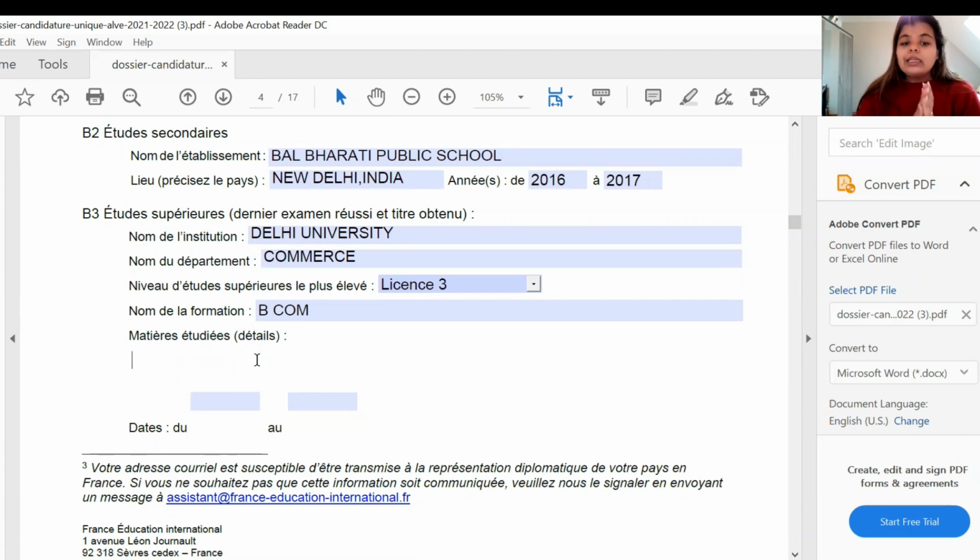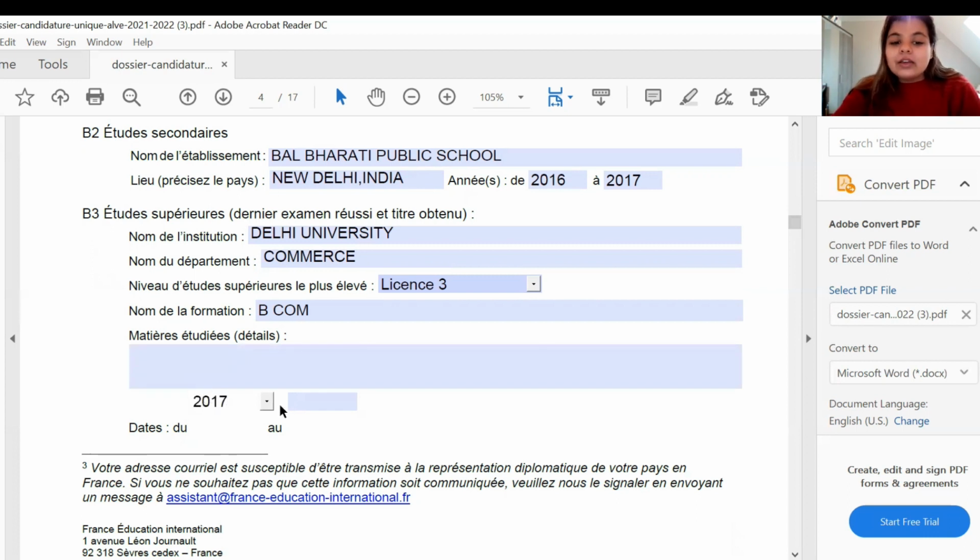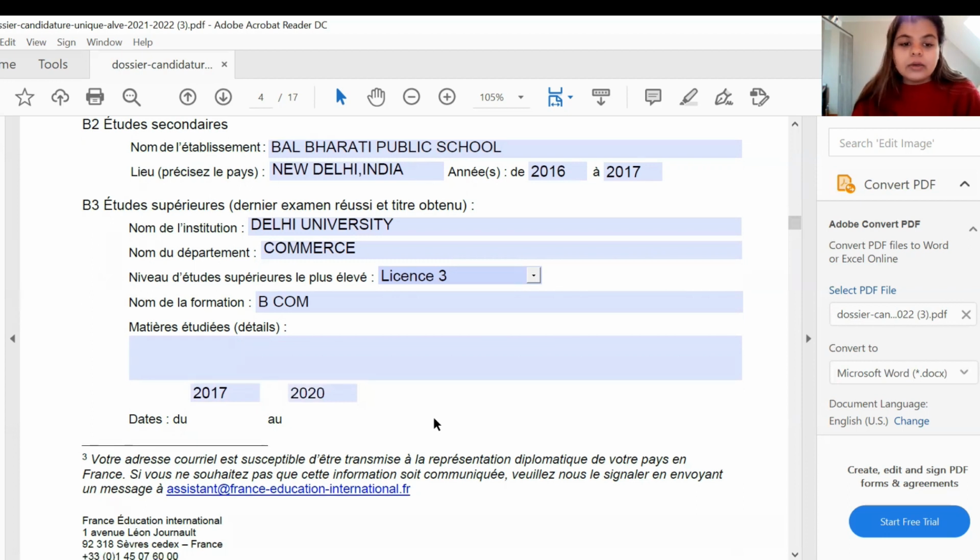Then you write a detail about what you study in this particular formation. For example, BCom is more about accounts and mathematics, so you write that. English is more about literature, so you write that. Whatever you have studied during these 3 years or 2 years, you write about that, just a little detail. You don't have to get very deep or explain all the subjects. That's not required. Then you write the year of passing, or the total years that you have been there.